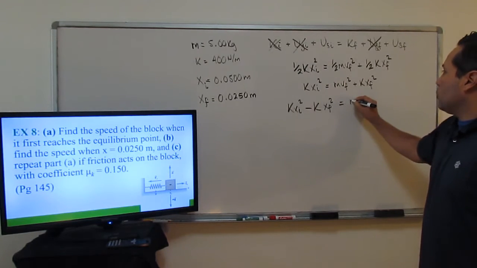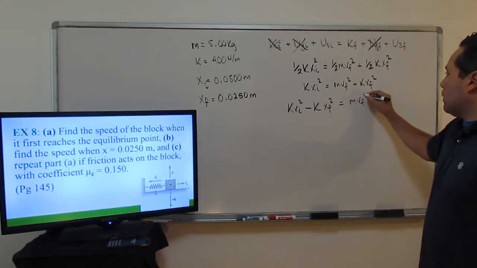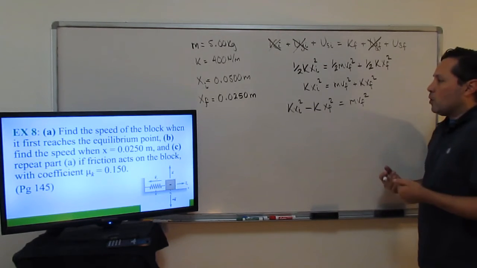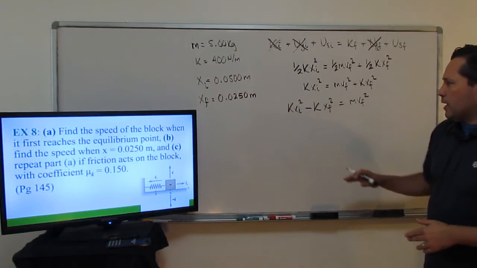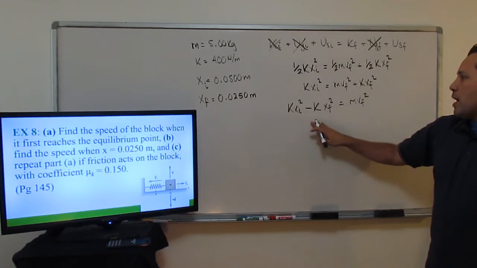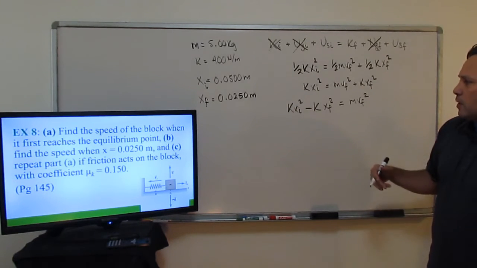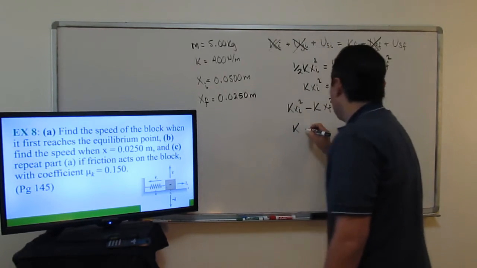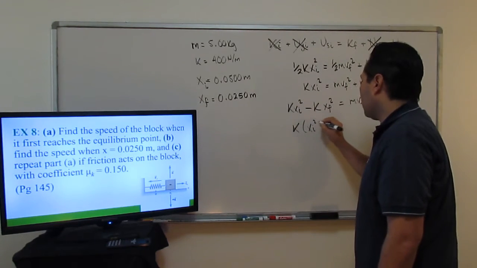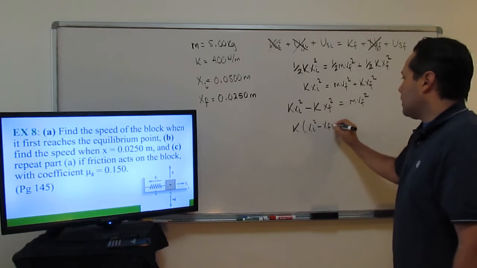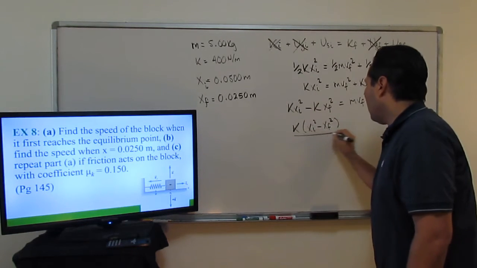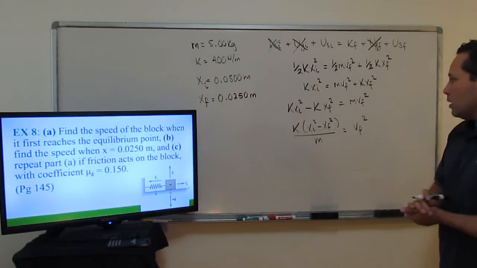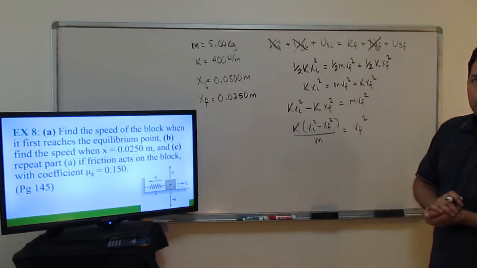Alright, and that's going to equal the mass over the velocity final squared. So move that one over here. What's next for us? We could probably factor out the K, but instead I'm going to move the M over on this side and then factor out the K. So I'm going to go ahead and do that. K times (xi squared minus xf squared) over m equals velocity final squared. So that's going to be our formula.